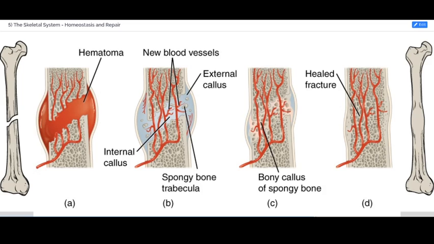The spongy bone is going to rearrange itself and rebuild the bone as it's supposed to be. At the edges, next to the external callus, the bone's going to start to form into the compact bone wall that we know of the diaphysis. And then eventually everything will get back to basically how it was.